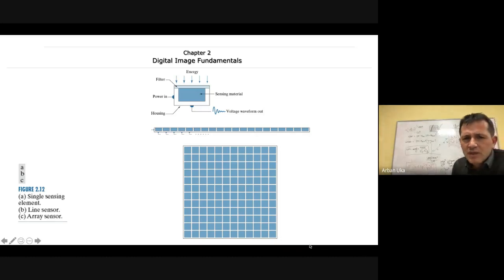But each pixel, or each component on these array sensors, is composed of a filter, which filters some part of the energy. It has some sensing material, some power, some housing. It also has a lot of electronics which amplify the signal that drops in. Imagine now there is a photon which hits this sensing material.